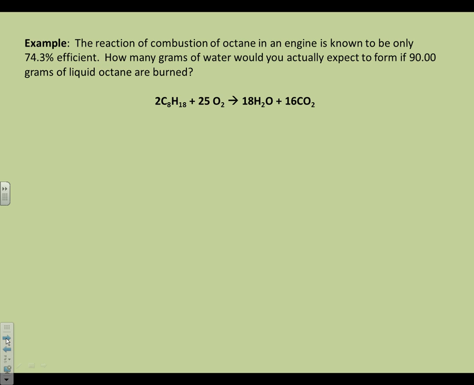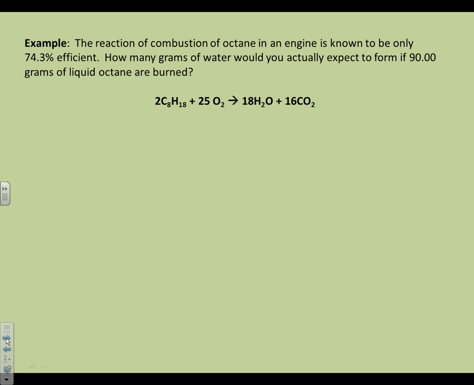All right. So we've got the reaction of a combustion reaction. Octane reacts with oxygen to give us water and carbon dioxide. We are told that it's only 74.3% efficient. So that's not too bad, but it's not great. So how many grams of water would you actually expect to form if 90 grams of octane are burned? So what's the first step here?